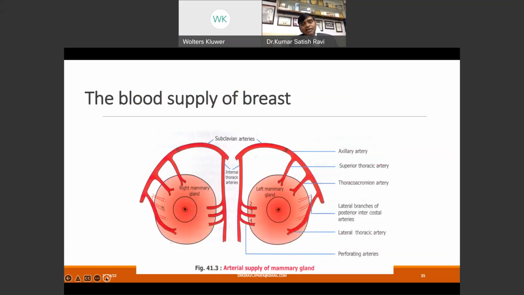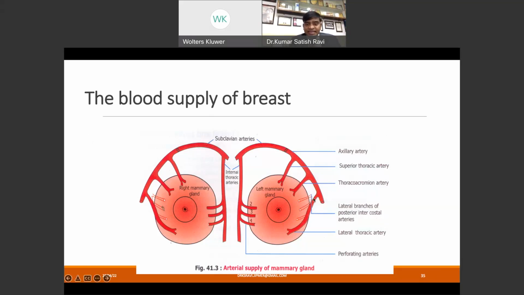Now we will see the arterial supply of the breast. When we see over here, this is the subclavian artery. From this subclavian artery, we have the internal thoracic artery. When we talk about the blood supply of the breast, it is highly vascular, and basically the internal thoracic artery, which is a branch from the subclavian artery, will be supplying this breast. Apart from that, we have the lateral thoracic artery, which is a branch from the second part of the axillary artery, which comes over here.